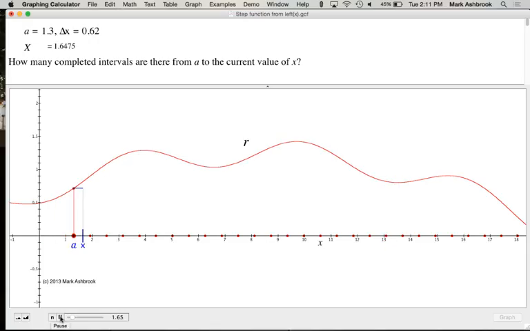So here is a familiar, just different version. This is to help us figure out what left of x is. My starting value to accumulate from is a, that's 1.3. I've set my delta x to 0.62. And then the blue line is showing the current value of x. And you see the rate function being generated there as x increases.